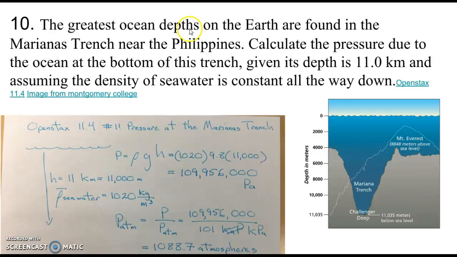It reads, the greatest ocean depths on the Earth are found in the Marianas Trench near the Philippines. Calculate the pressure due to the ocean at the bottom of this trench, given its depth is 11 kilometers, and assuming the density of seawater is constant all the way down.